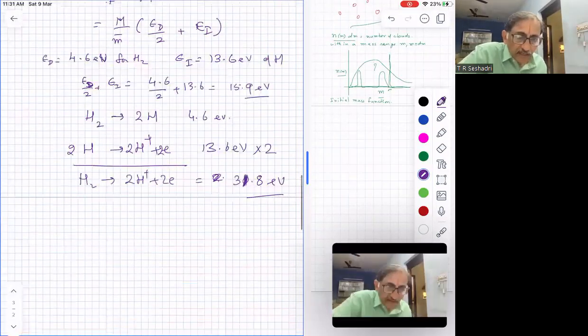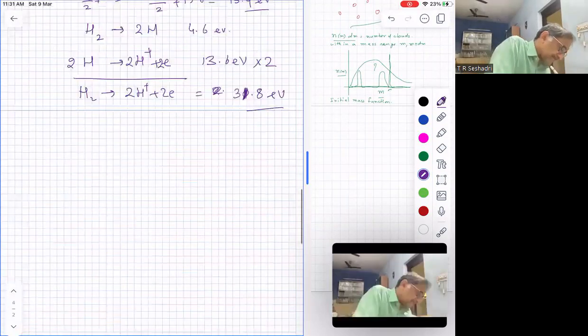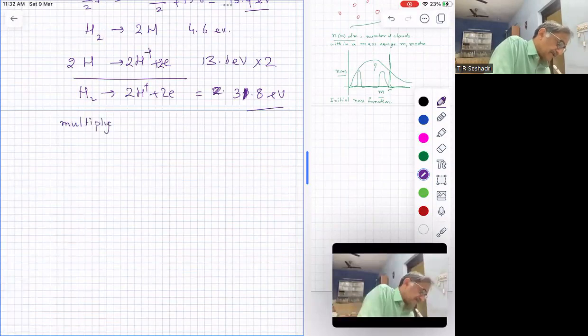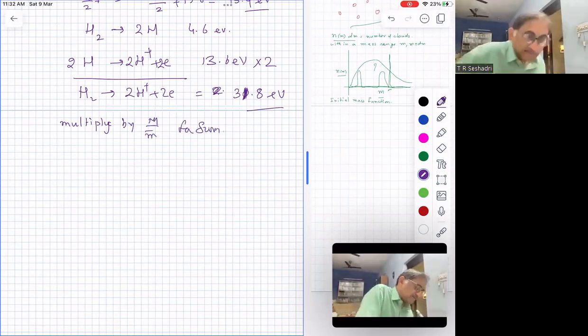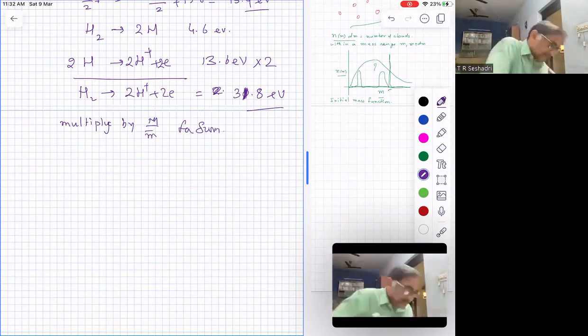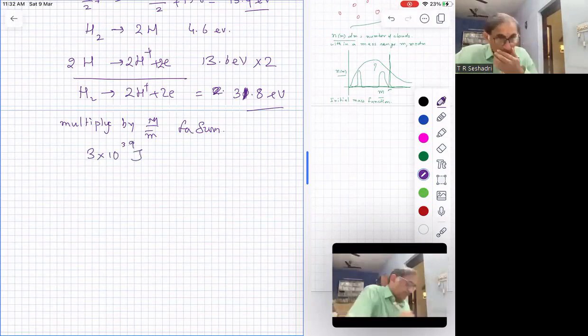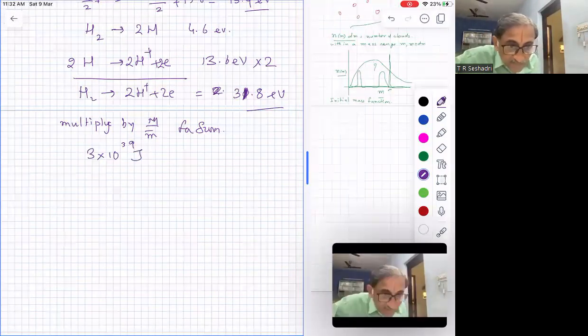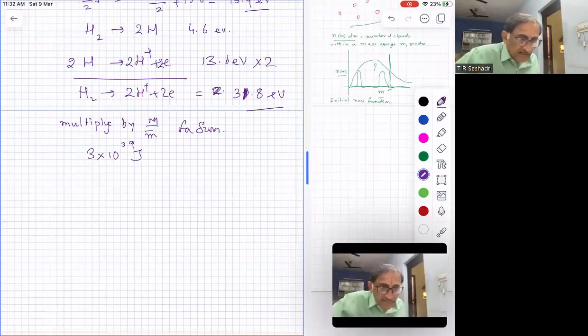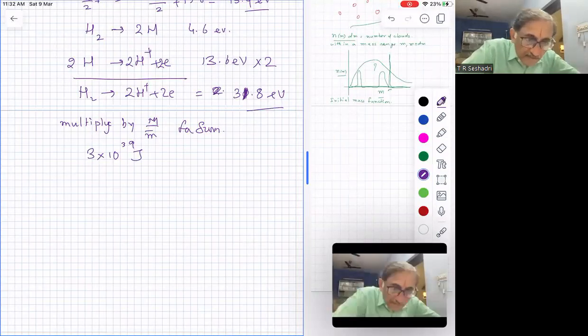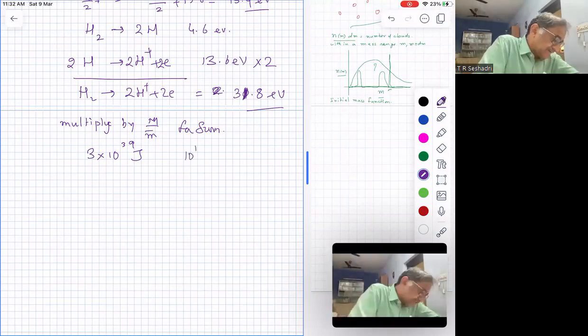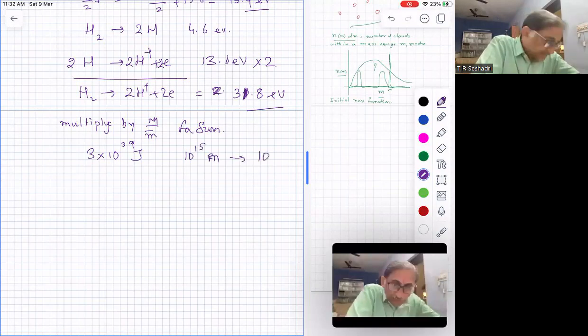And now, if I multiply this by M by M bar for the Sun, this will come out to be 3 into 10 to the power 39 joules. And such a star, for the Sun for example, will go from a size of 10 to the power 15 meters to 10 to the power 11 meters.